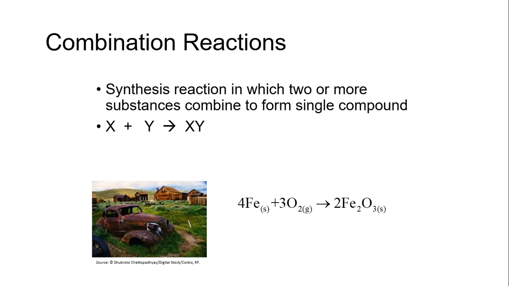So here's a good example of a combination reaction. Again, a combination reaction is where you take two atoms or two substances and they combine to form one larger compound. For example, if you take iron and combine it with oxygen, you get Fe2O3, also known as rust. This is the rusting process. This is what causes any form of steel to start to break down and form that brown, rusty stuff.